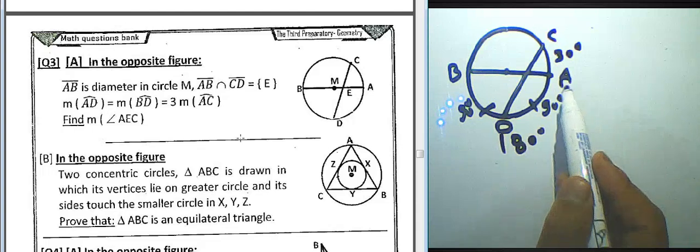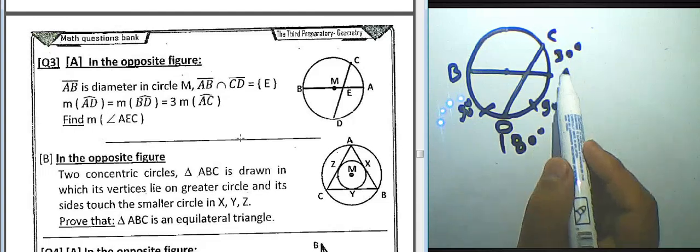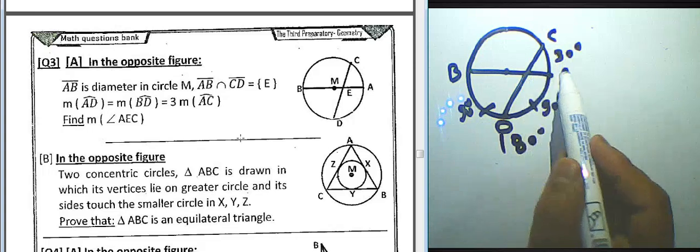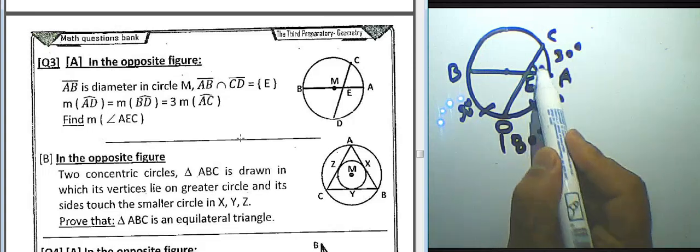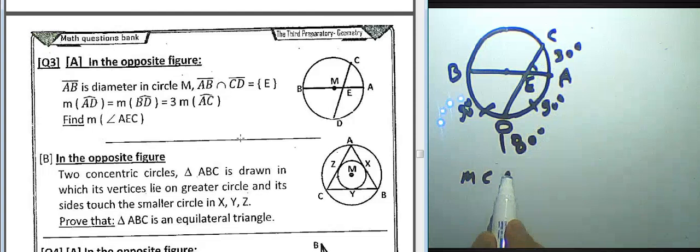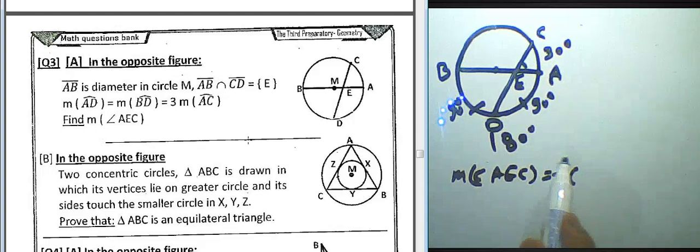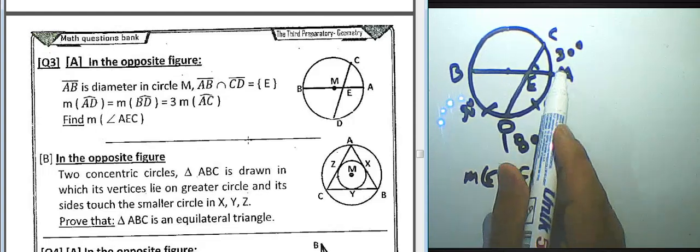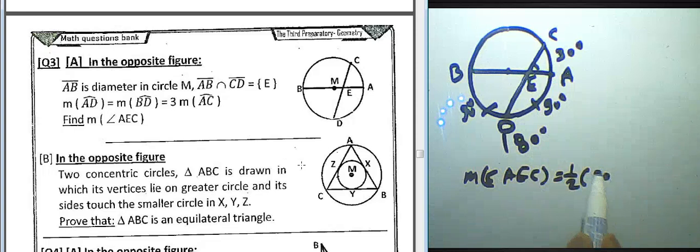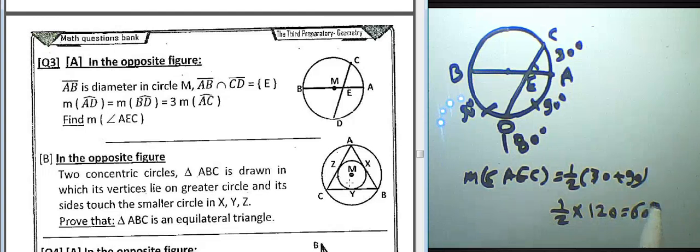And he asked about the measure of angle AEC. This angle we can find. The measure of AEC is half of the sum of the opposite arcs here, 30 plus 90. Half multiplied by 120 equals 60 degrees. Okay.